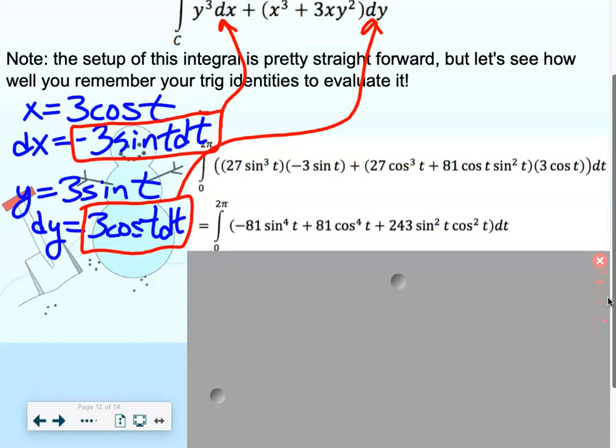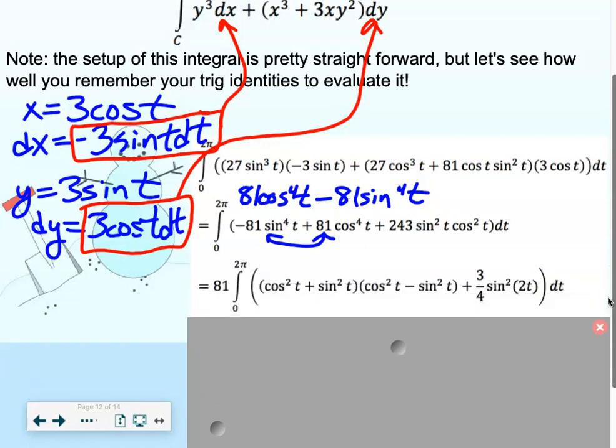I factored. So these two terms, 81 cosine to the fourth t minus 81 sine to the fourth t, I rewrote them, just reversed them, and saw a difference of squares. And said, hey, look at that. It factors. So I pulled the 81. You can pull an 81 out of every single term. And so I factored that into cosine squared plus sine squared times cosine squared minus sine squared.